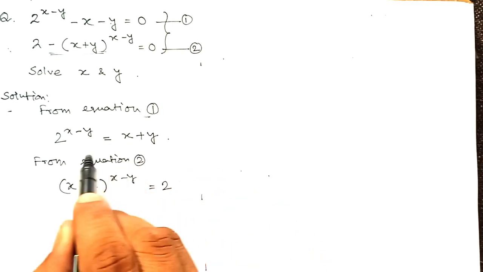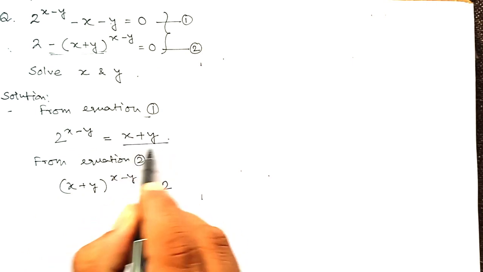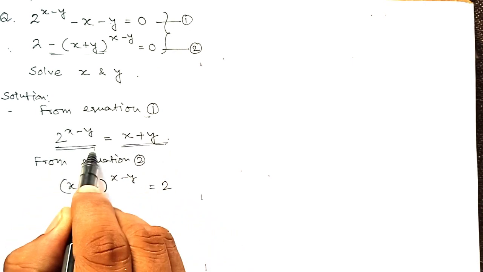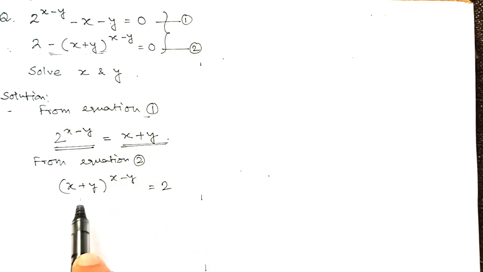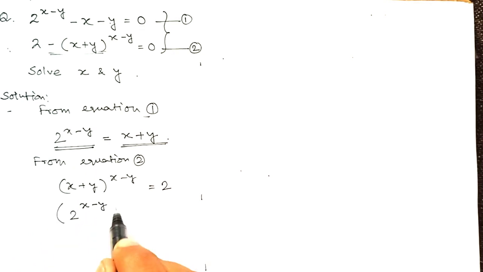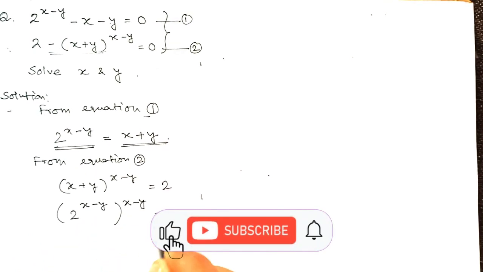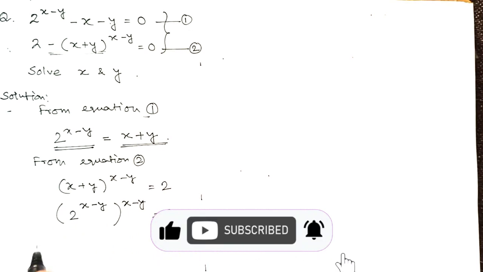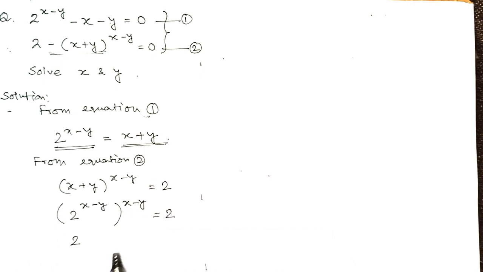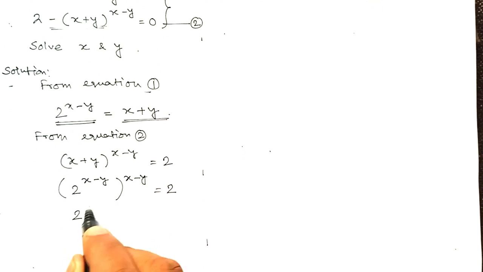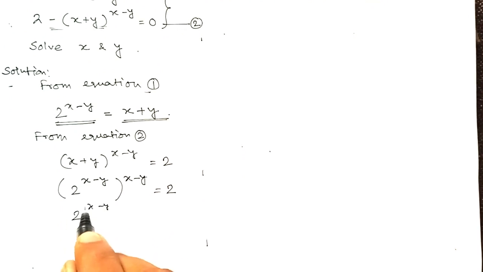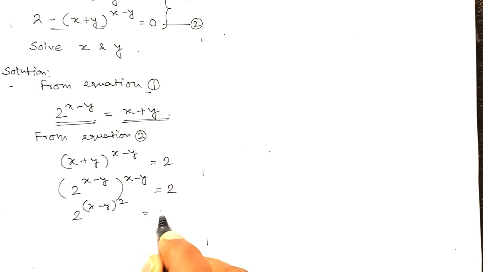Now we have x plus y is equal to 2 to the power x minus y. So in this equation we will substitute this x plus y with 2 to the power x minus y. If we put 2 to the power x minus y here, 2 to the power x minus y is equal to 2. From the laws of indices we get 2 to the power x minus y whole square is equal to 2.